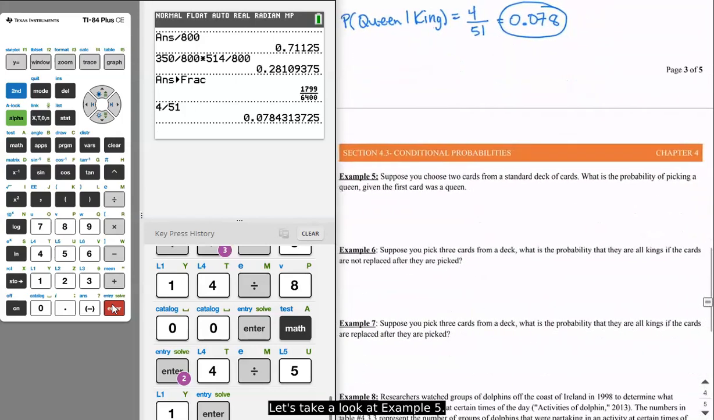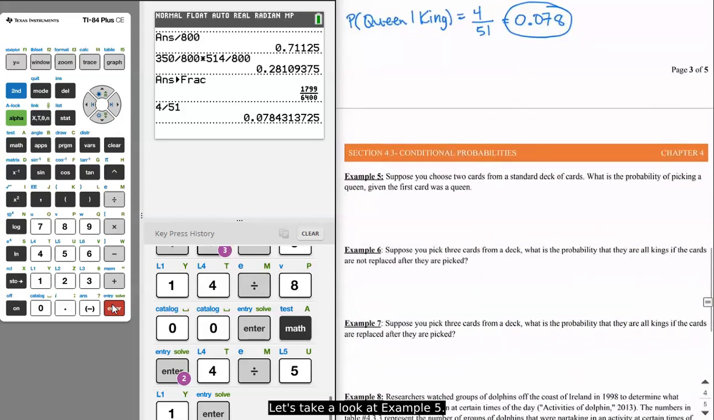So let's take a look at example 5. It says, suppose you choose 2 cards from a standard deck of cards. What is the probability of picking a queen given the first card was a queen? Again, 2 cards, we're focusing on the probability of the second card. So the probability the second card is a queen given the first card was a queen.